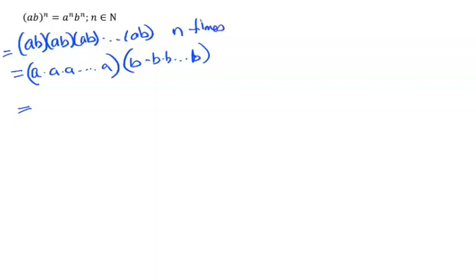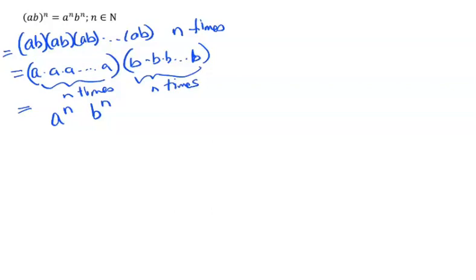So the number of a's did not change. There are still n times the number a, and there are still n times the number b. So that we can write, short, a to the n and b to the n.